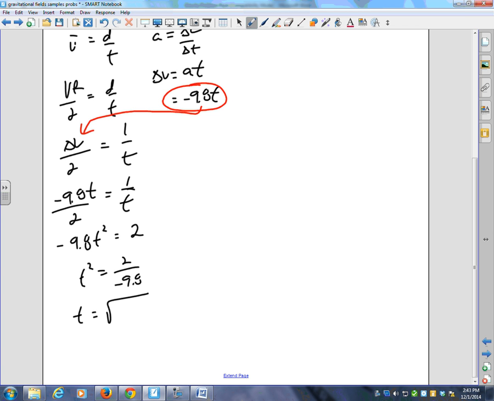Is it absolutely necessary that this is a minus 9.8? No. It's just acceleration down, right? That's all it is. So let's just ignore the negative and keep it in the back of our mind that it's down. I'll just change those to positives.